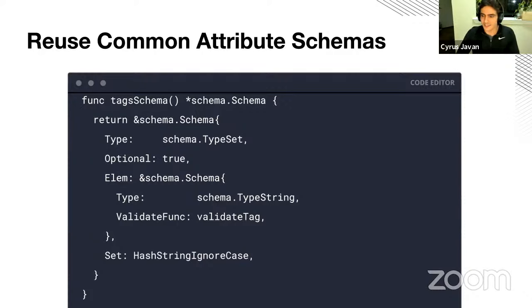And also, DigitalOcean takes it a step further. It's not just the schema. They actually built up this whole tags library. So you'll see they offer this validation function, validate the tag. They also have a whole library of how do we create tags, read them, update and delete them, and then all of that functionality is shared across resources. So this is a good example of trying to reuse common attributes that are going to be common across different resources.